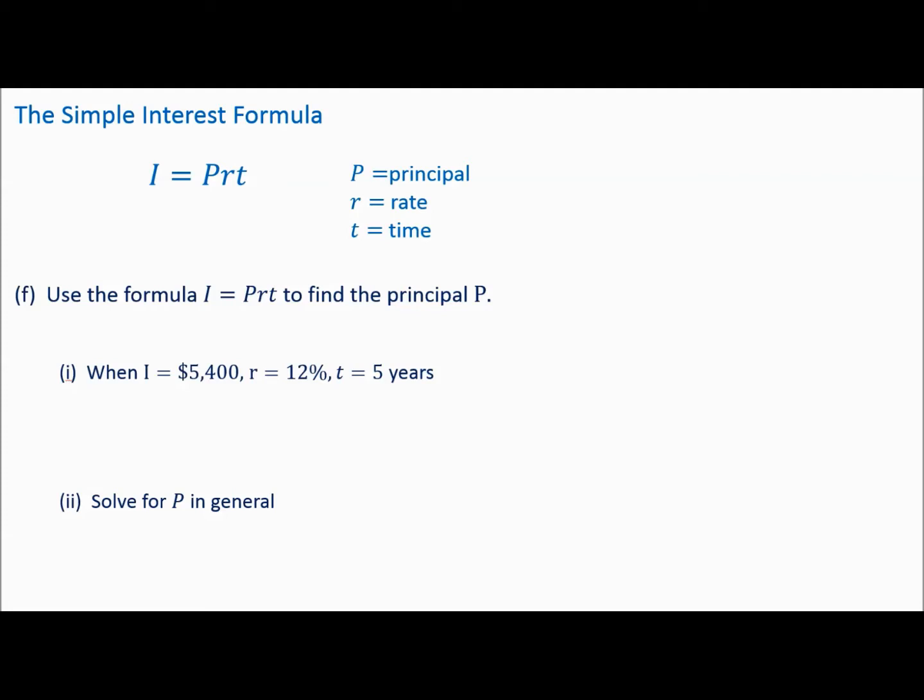The rate is a percentage that we're going to have to change to a decimal to use this formula. And it is how much interest is charged on the principal amount. And T is time, and it's typically in years.